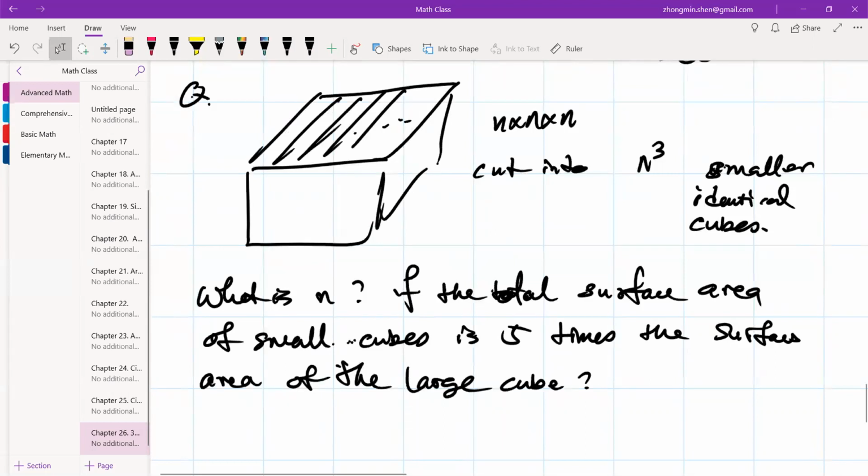So when you cut the larger cube into smaller cubes, you increase the total surface area. But what is not increased is the volume. The volume remains unchanged, but the surface area increases. That's why you want to make the material as small as possible.